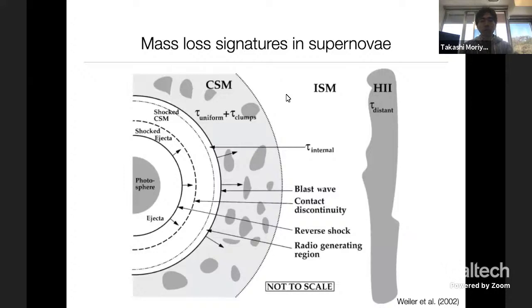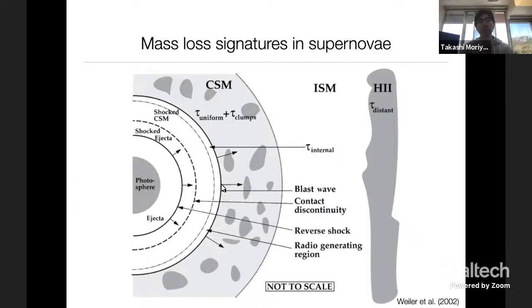This is a schematic picture of what's happening after the explosion of the supernova in the circumstellar matter. The supernova ejecta will hit the circumstellar matter, and between the circumstellar matter and the supernova ejecta, there exists a blast wave or forward shock running into the circumstellar matter, and then of course there will be a contact discontinuity, and this is shocked circumstellar matter, and then there will be shocked ejecta, and then a reverse shock going into the supernova ejecta.